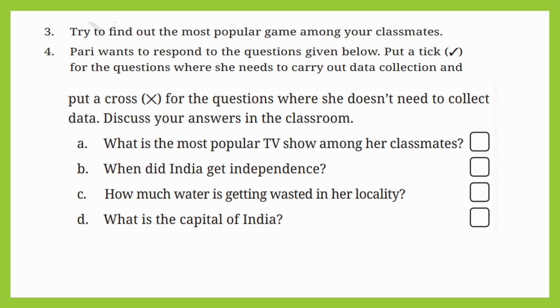Try to find out the most popular game among your classmates. You can make a list of students and their favorite games, and then create a table with 2 columns, one for the game name and the other for the number of students who liked that game. Then the game with the maximum count will be the most popular game in that class.